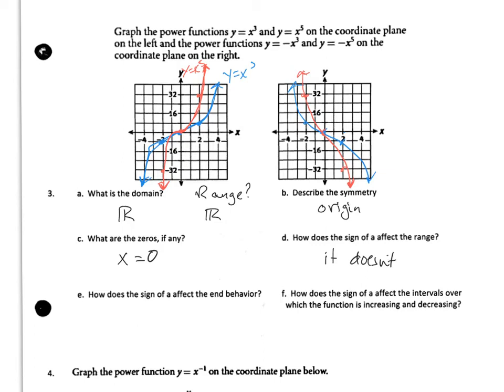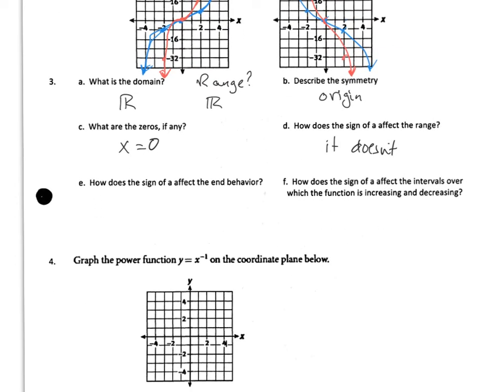The range is all reals, no matter if it's positive or negative. So then we get into end behavior. And again, super important. There's 4 types of end behaviors you have to know. The ones on the front, positive and negative even, and the ones right here, positive and negative odd. You have to just know these.